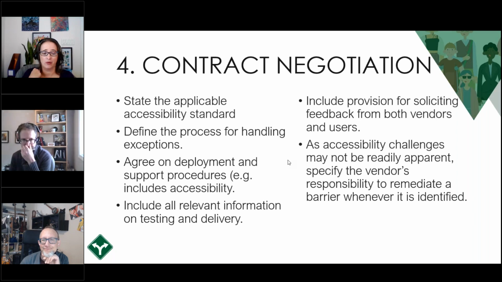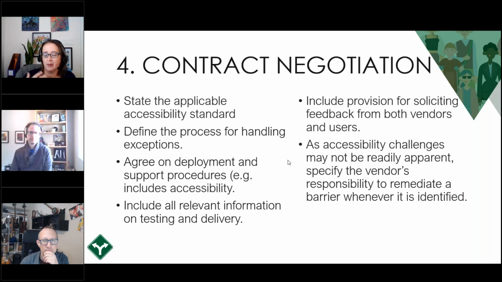You're going to want to define the process for handling exceptions. As we've been saying, there will be some exceptions. And so what are acceptable exceptions, and what is the process to be defining those or to be accepting those? You're going to want to agree on deployment and support procedures, making sure that those include accessibility, not just the other kind of business elements of that. And you want to talk about what you are doing to test, deliver, and validate the accessibility. So again, very similar to what you'll be doing for other procurements and deployments.